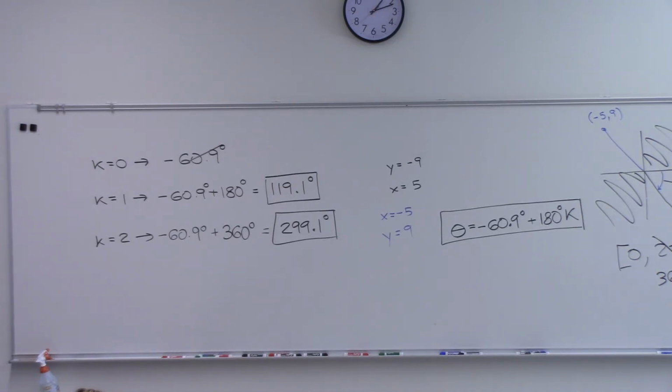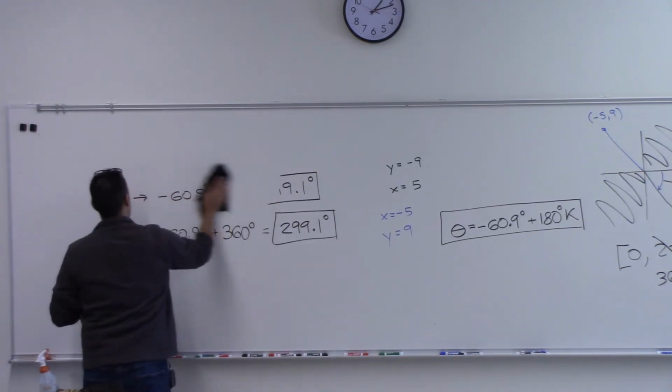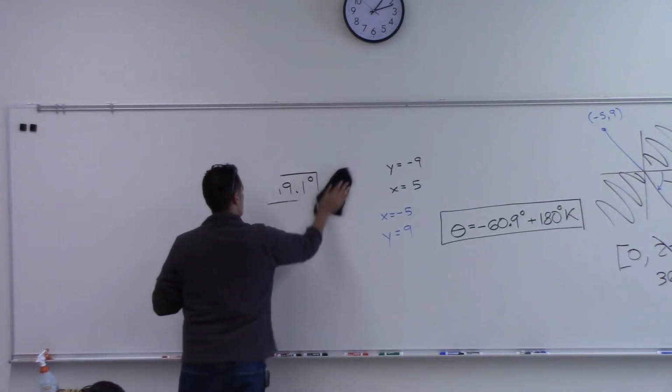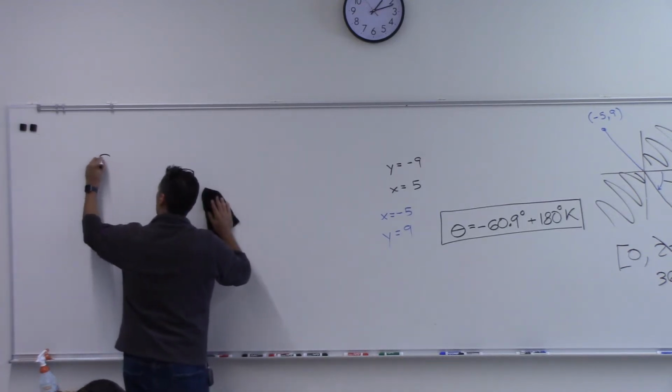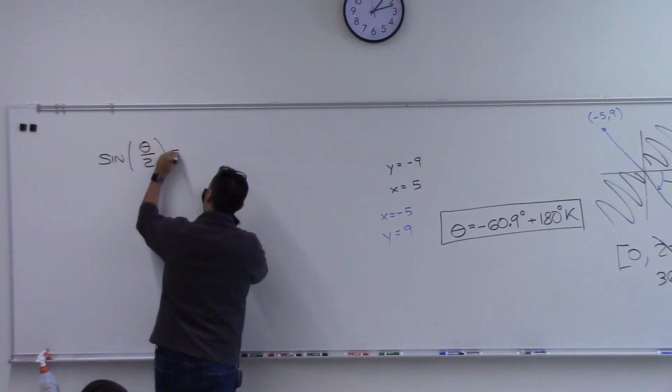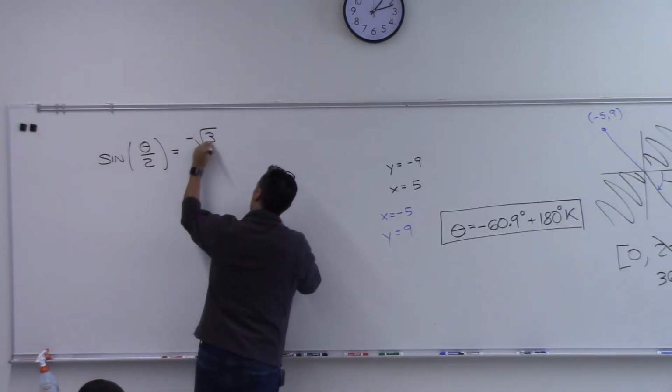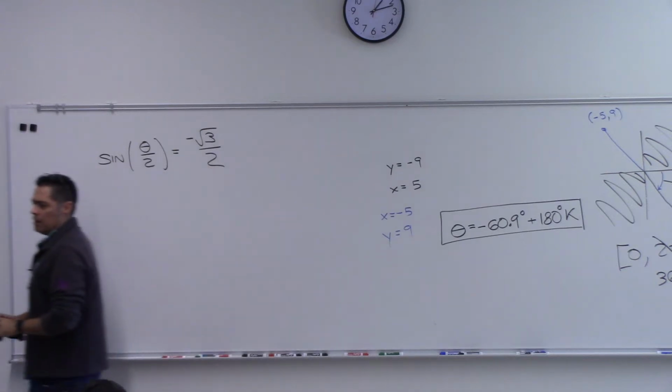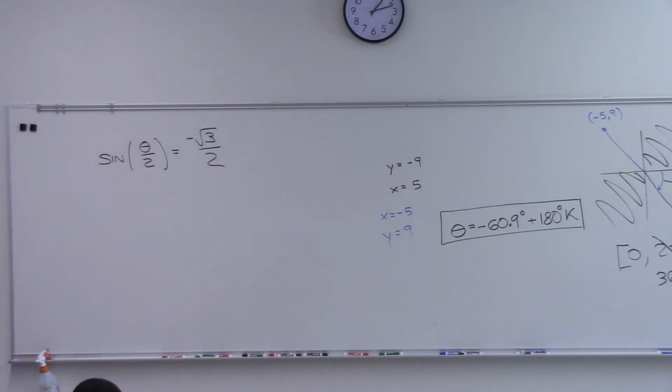All right, what others? Number 47: sine of theta over 2 equals -√3 over 2. I'm going to write it slightly different than they wrote it there in the book. Number 47 says give the general formula for all the solutions.